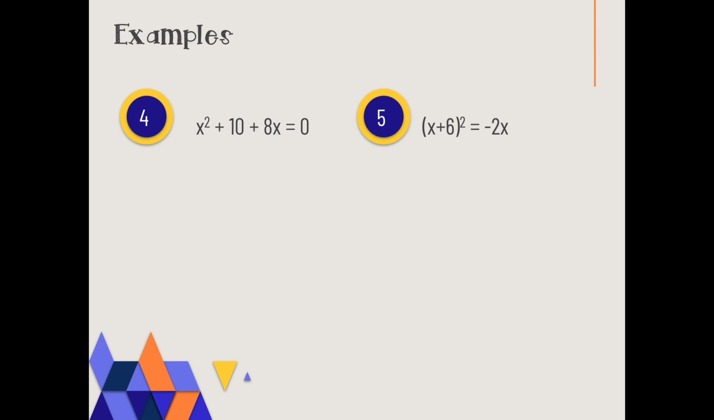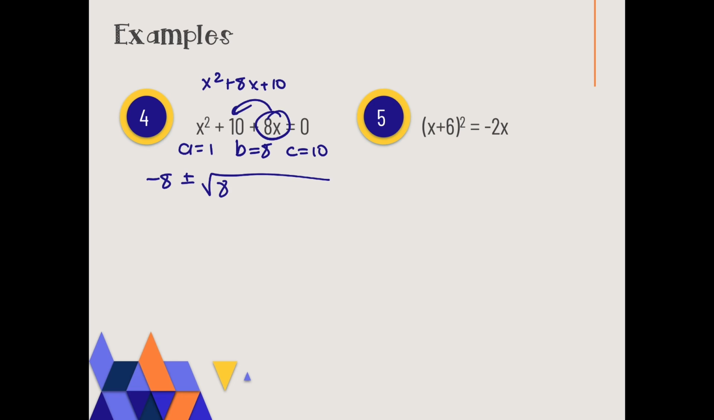Okay, so with this one, A is 1. B is actually the 8x. This is out of order. So I would do x squared plus 8x plus 10. So B is 8 and C is 10. So negative B plus and minus the square root of B, which is 8 squared, minus 4 times A, which is 1, times C, which is 10, all over 2 times 1.